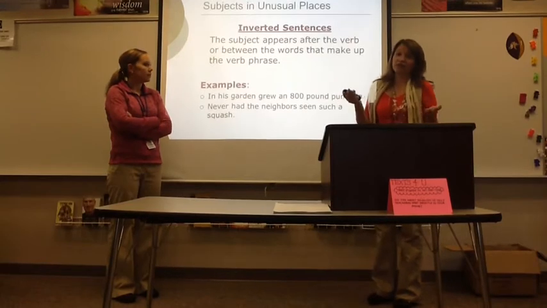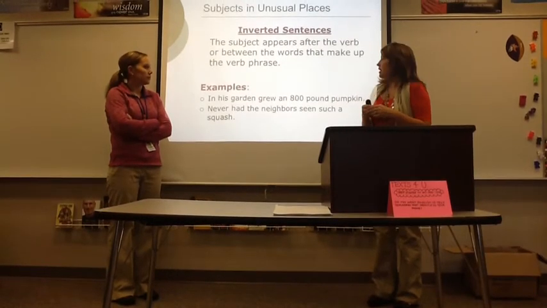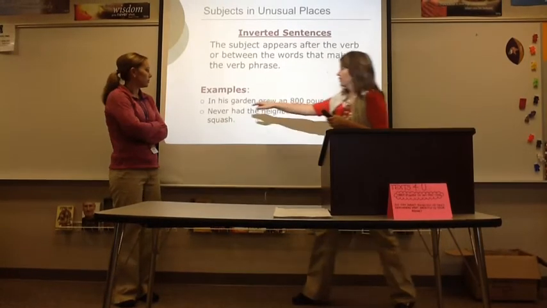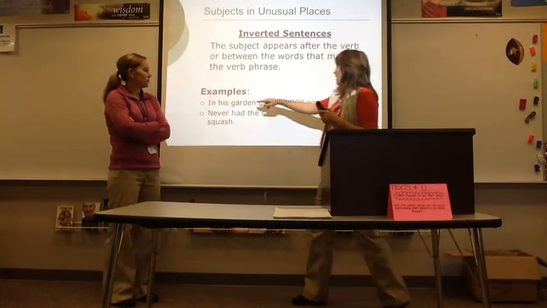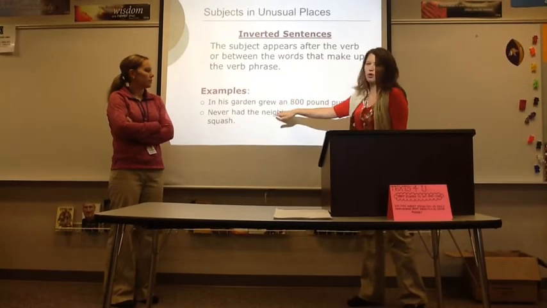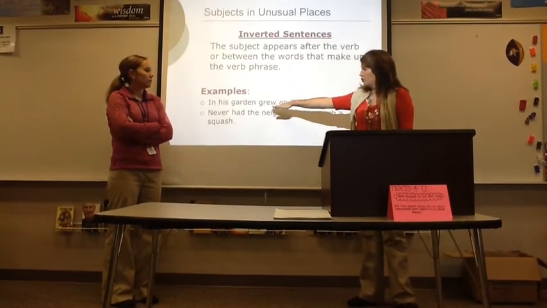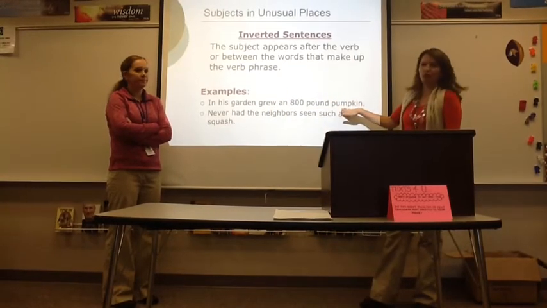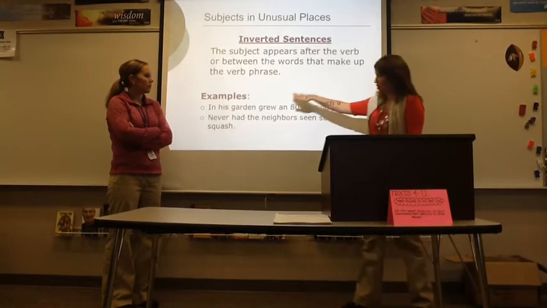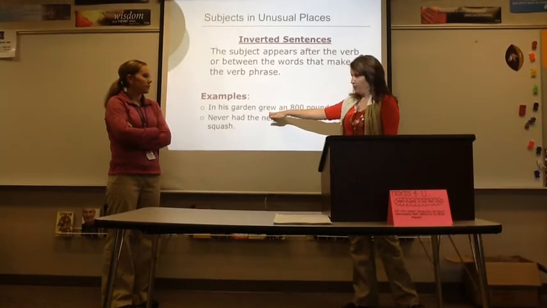Okay, the very first thing that becomes really important with these advanced sentences is that you cross out your prepositional phrases. So I would go ahead and cross out "in his garden," and then all of a sudden the only thing I have left is talking about a pumpkin and growing. Well, find your verb first, grew, and then find what is doing the growing, the pumpkin. So pumpkin would be your simple subject, grew would be your verb.